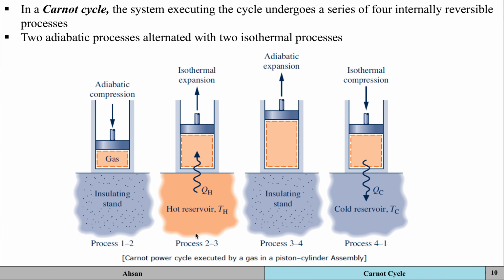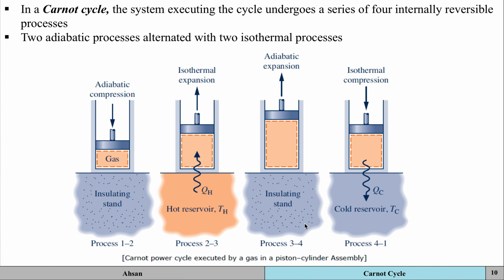Then for process 2 to 3, the piston cylinder assembly is placed in contact with this hot reservoir. It's at a higher temperature Th, and the gas then expands because heat is being supplied into the system. The gas expands, that means the volume is increasing isothermally though. Isothermally, that means the temperature remains constant while receiving heat energy, QH.